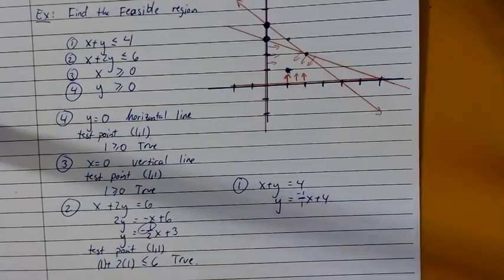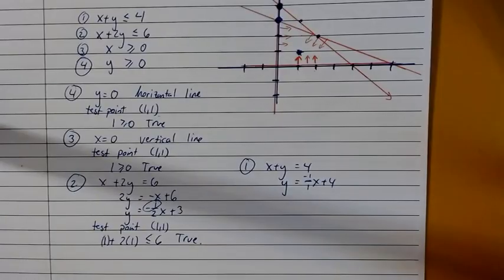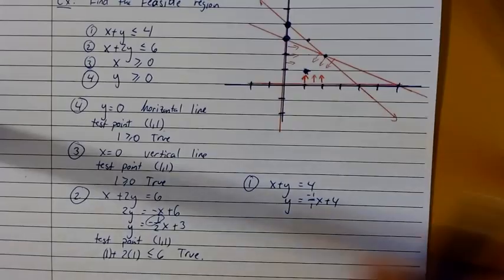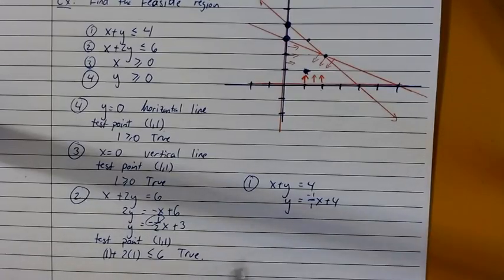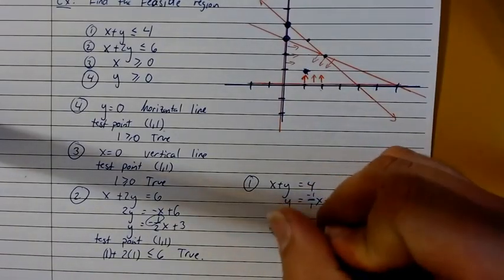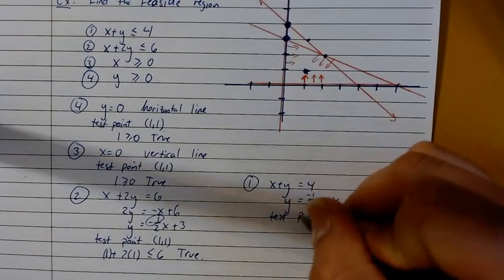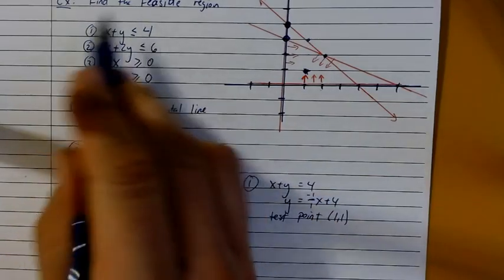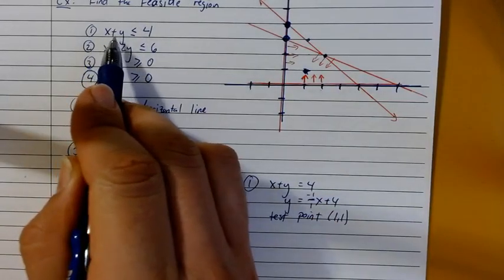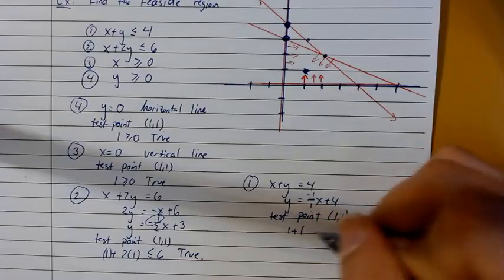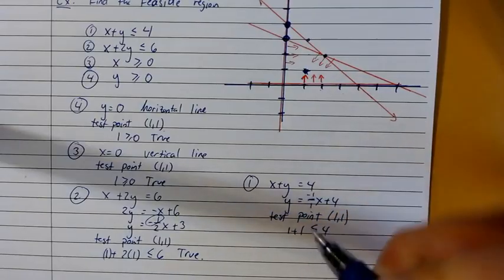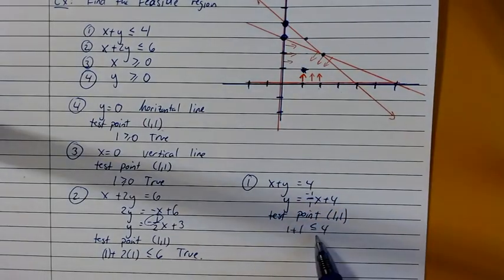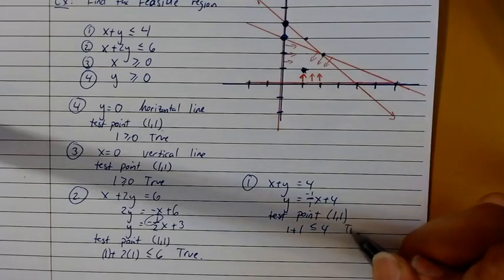All right, so now I need a test point. And again, I can use any point I like. Since I've already used 1, 1 for almost everything else, let me continue with that one. My test point will now be plugged in to the first inequality. That'll give us 1 plus 1 is less than or equal to 4, which is true. 1 plus 1 is 2, which is definitely less than 4.